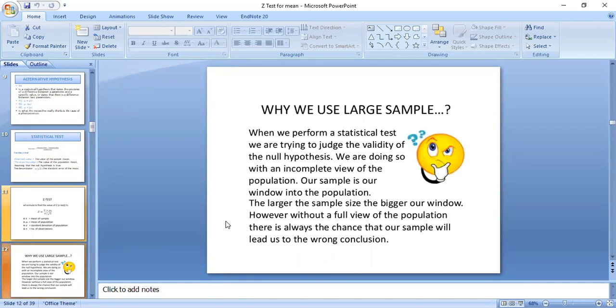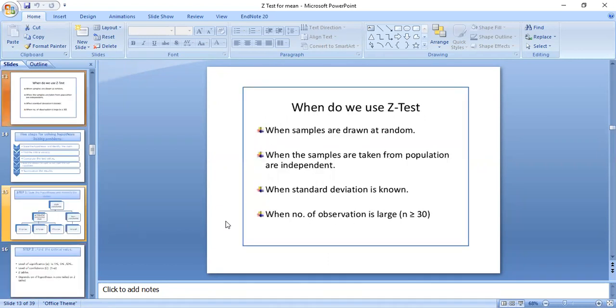Why do we use a large sample? When we perform a statistical test, we are trying to judge the validity of the null hypothesis. We are doing so with an incomplete view of the population. Our sample is our window into the population. The larger the sample size, the bigger our window. Even with the full view of the population, there is always a chance that our sample will lead us to a wrong conclusion.